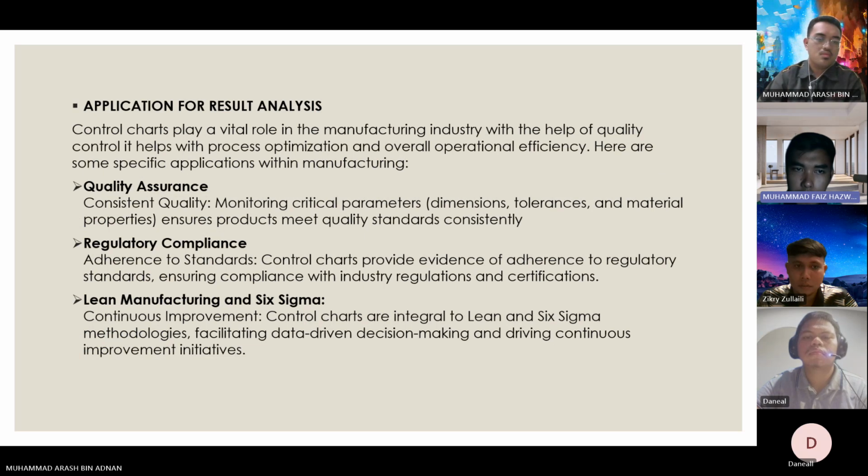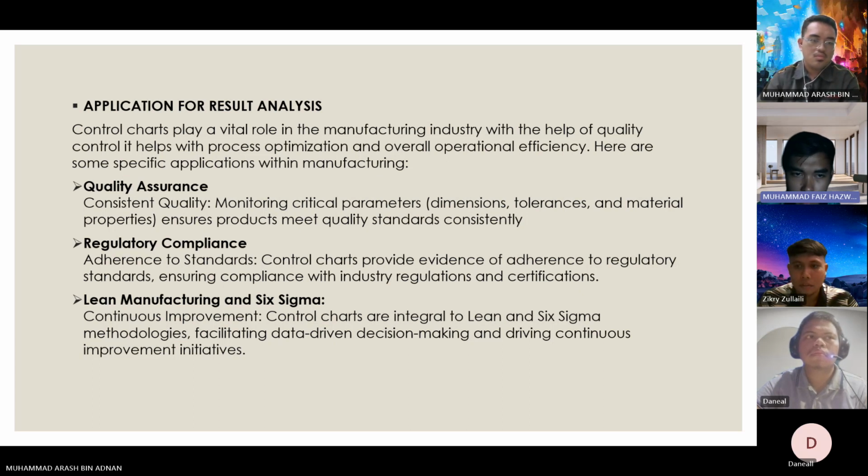Application for result analysis. Control charts play a vital role in the manufacturing industry. With the help of quality control, it helps with process optimization and overall operational efficiency. Here are some specific applications within manufacturing. First, quality assurance. Consistent quality: monitoring critical parameters, dimensions, tolerances, and material properties ensures products meet quality standards consistently.